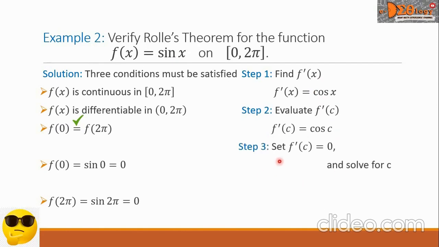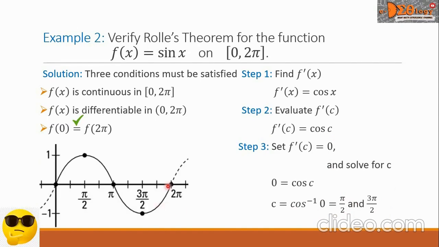Step 3, set f prime of c equals 0 and solve for c. So we have here 0 equals cosine c. Looking for the value of c, we will have cosine inverse of 0. Let us remember that the cosine inverse of 0 will have two answers within the interval. So we have pi over 2 and 3 pi over 2.